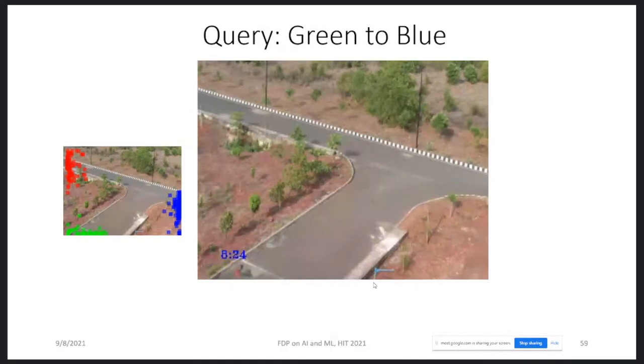Now, I have been given this 1 hour video and it has been analyzed offline. Now I want to see the movement of the objects that happened during the 1 hour, where the object movements were only green to blue. Only green to blue. I do not want to see any movement other than green to blue.